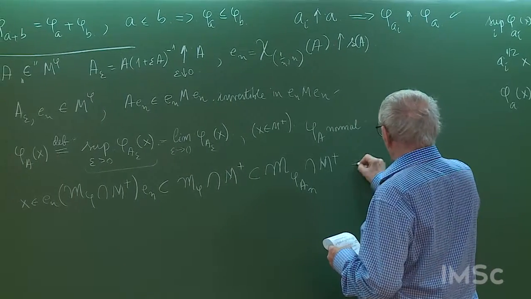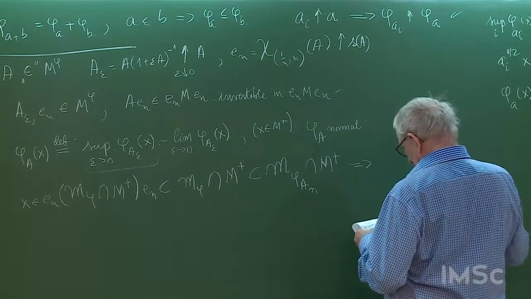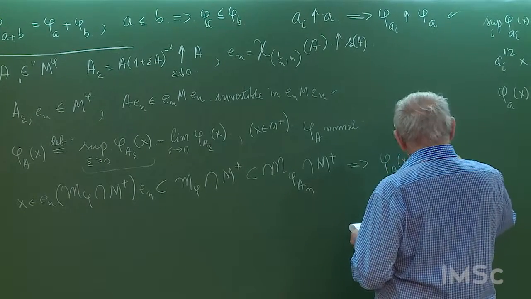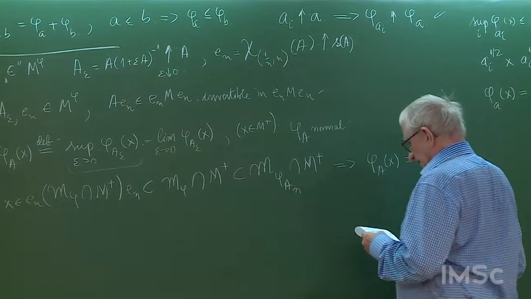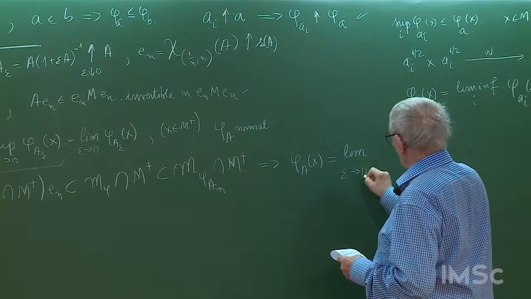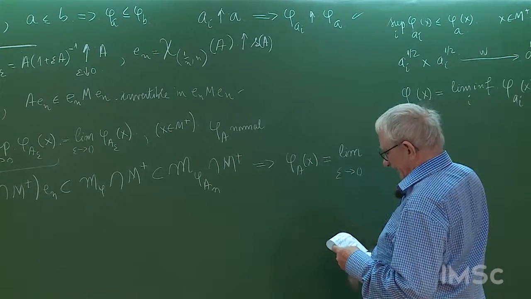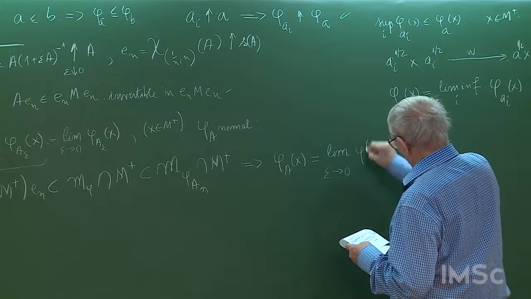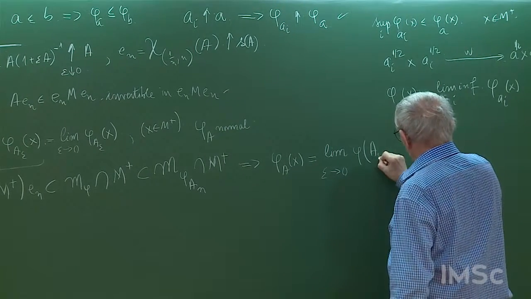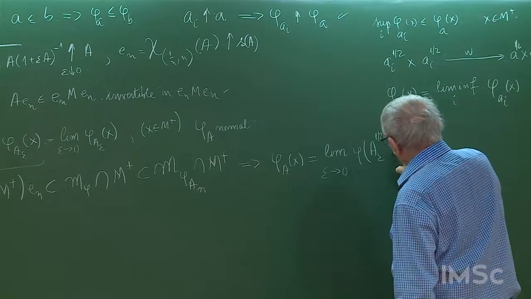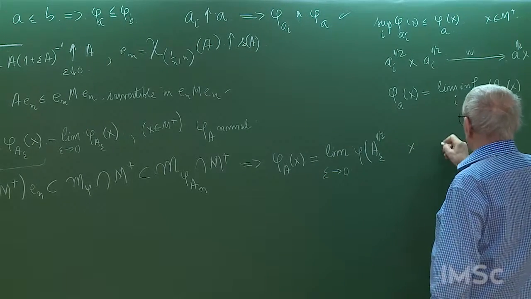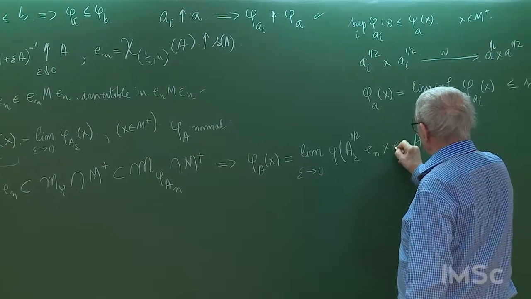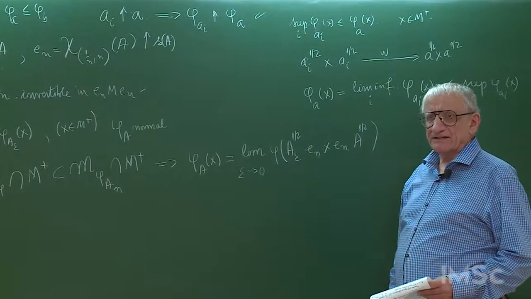And this implies the following thing. This implies that phi sub A of x is equal to the limit, by the definition, when epsilon is going to 0 of phi sub A epsilon of x. But this is phi of A epsilon to power 1/2 times x times A to power 1/2. But x is under En, so I can put the En in here.